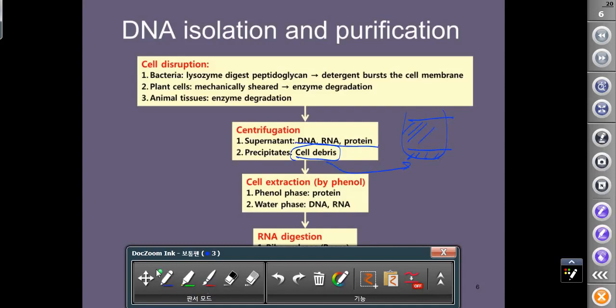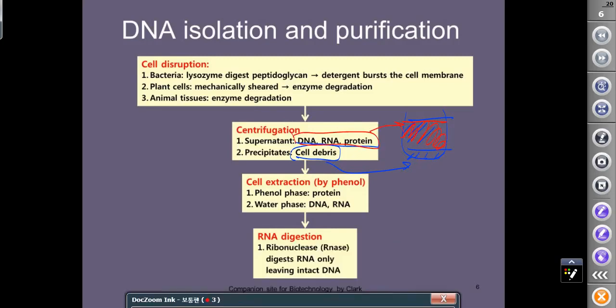And now what you want to do is to extract DNA alone. You want to remove these two other ingredients. So what should you do? The easiest one first is to remove protein first. How? By extracting with phenol.